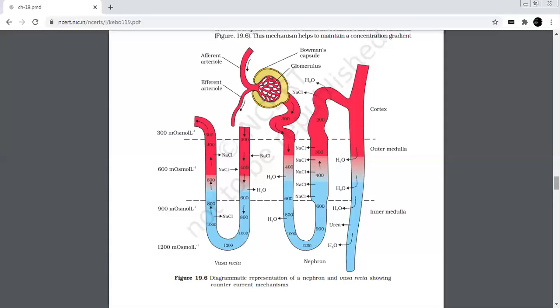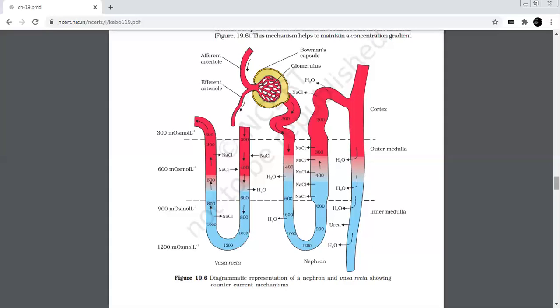Let us see the mechanism. The gradient of increasing hyperosmolarity of the medullary interstitium is maintained by the countercurrent mechanism and the proximity between the loop of Henle and vasa recta. This gradient is mainly caused by the to and fro movement of NaCl and urea. The transport of these substances is facilitated by the special arrangement of the loop of Henle and vasa recta. There are two aspects of this mechanism: countercurrent multiplication and countercurrent exchange.